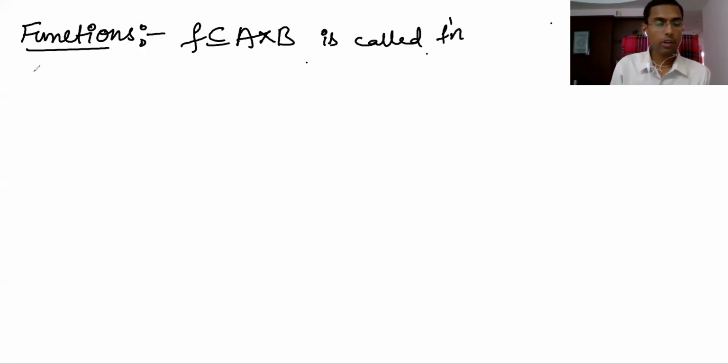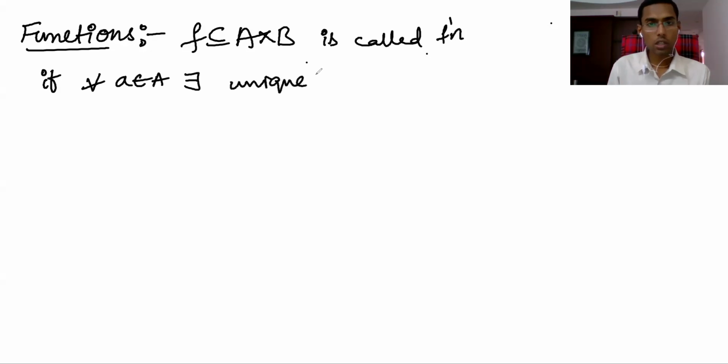if this condition holds: for every element in A there exists a unique image in B, a unique image belonging to B. Okay, this is what a function is.